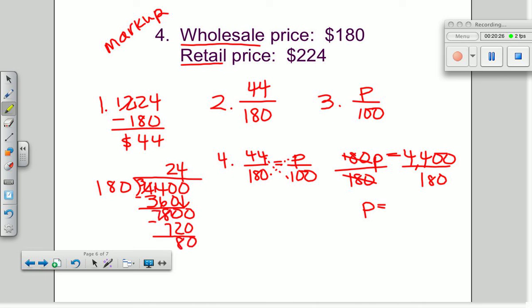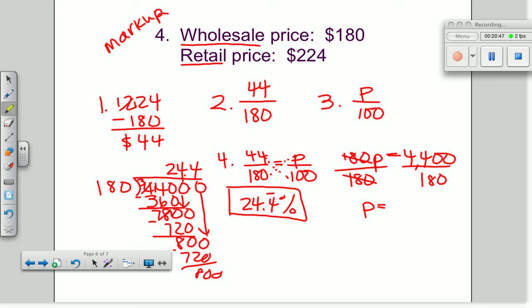Now we're going to get a repeating. So we add decimals, bring down another 0, 800 again. So it's going to be 4 again, and it's going to continue to be 4 every time, isn't it? So 24.4% is the amount of the markup, with the 4 repeating. And if you wanted to round that, it would just be 24%. Either answer is fine.